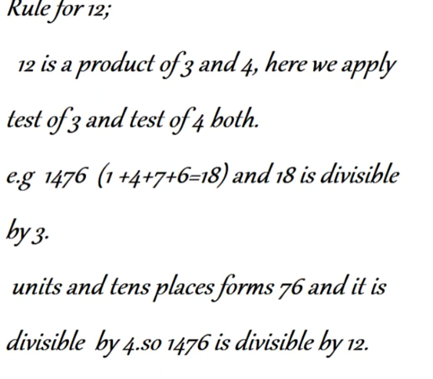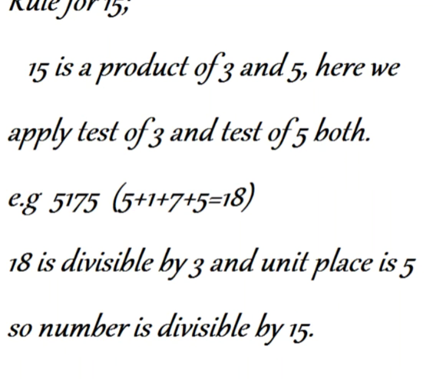For example, 1476 is a number. 1 plus 4 plus 7 plus 6 is equal to 18, which is divisible by 3. So the number is divisible by 3, and the last two digits of the number are 76, and 76 is divisible by 4. The number is divisible by 3 and 4, so the number is divisible by 12.